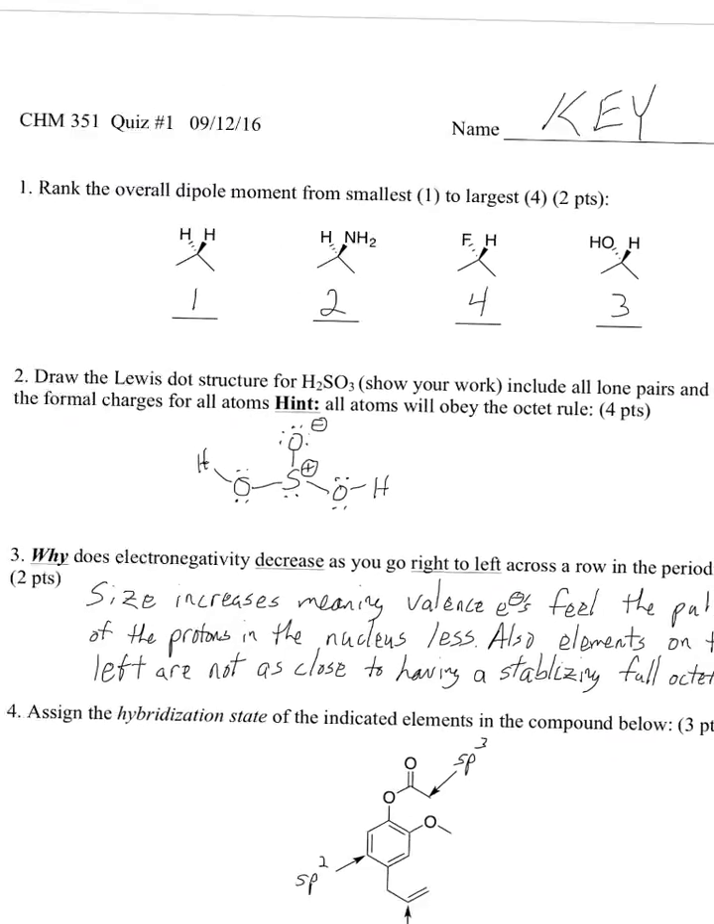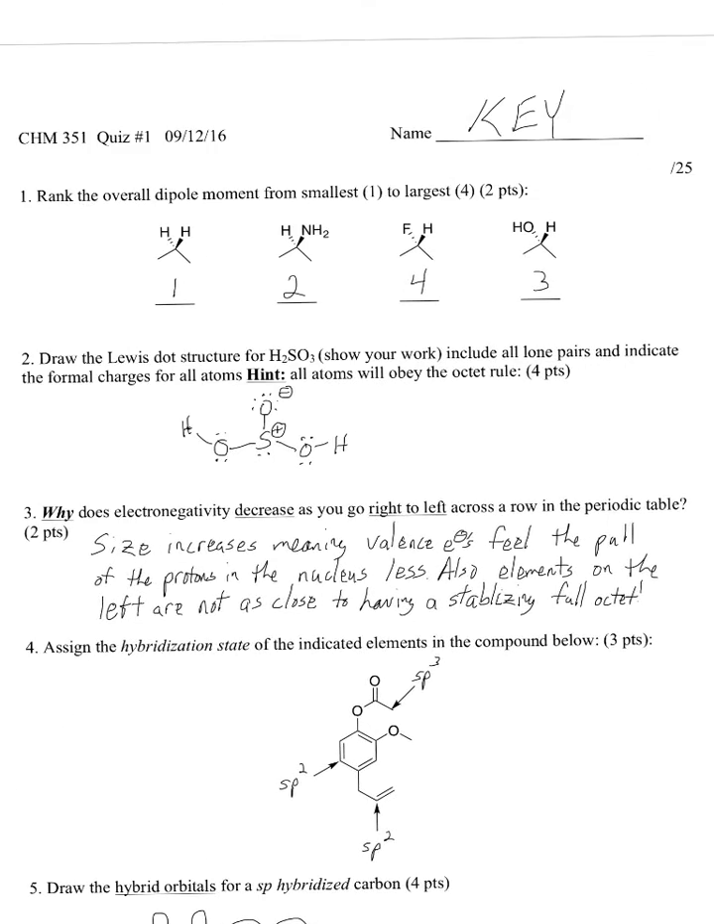For the second one, about drawing those dot structures, this is a difficult one. Show your work, include all lone pairs, indicate formal charges for all atoms. Hint, atoms all obey the octet rule. No formal charge, but we could still have charges. This is a net neutral charge. It has 26 lone pairs, 26 pairs of electrons.